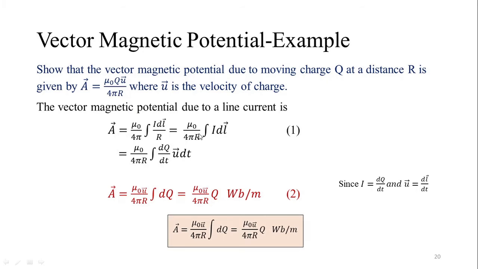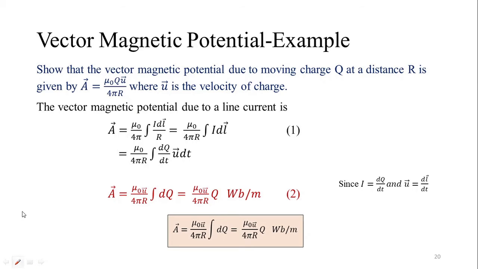Here you can take the constant outside, so μ₀/4π r line integral of I dl. We know that I is the rate of change of charge, so I is dq/dt, and the velocity is the rate of change of distance, so u vector is dl/dt. From this you can write dl is u vector times dt, and I is dq/dt.